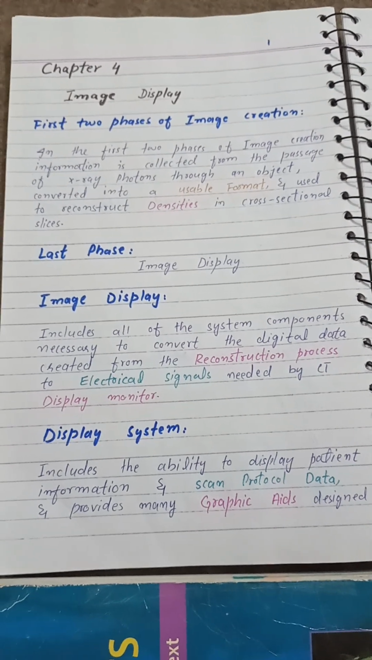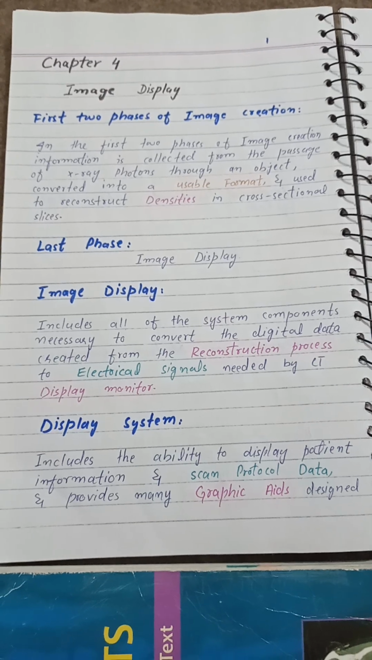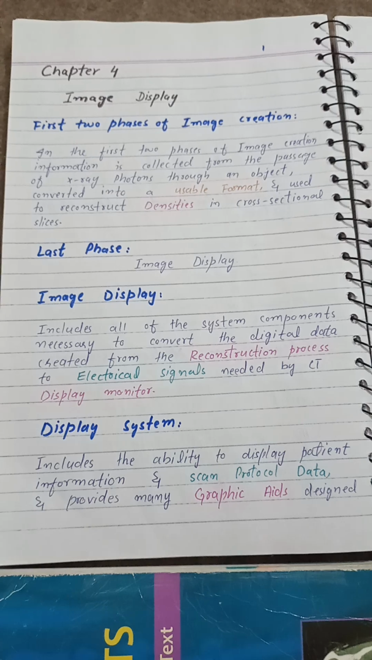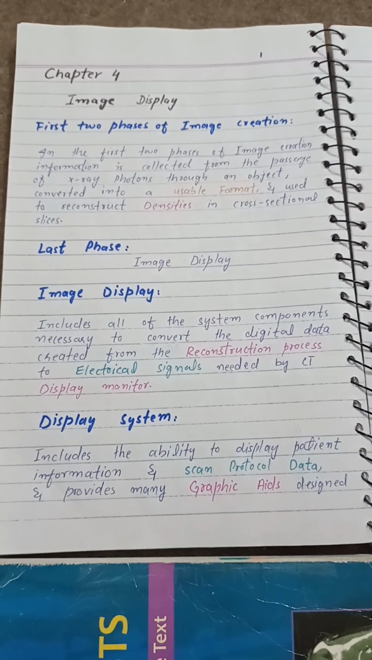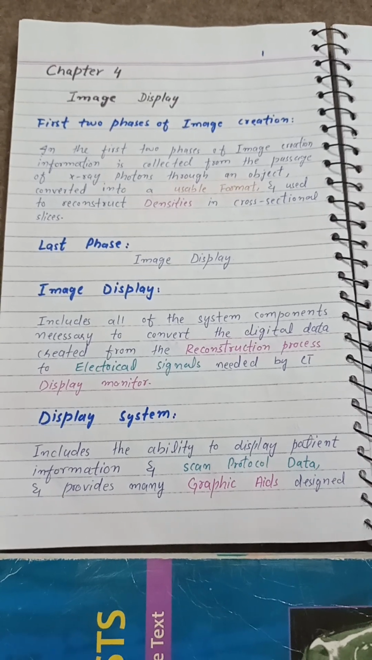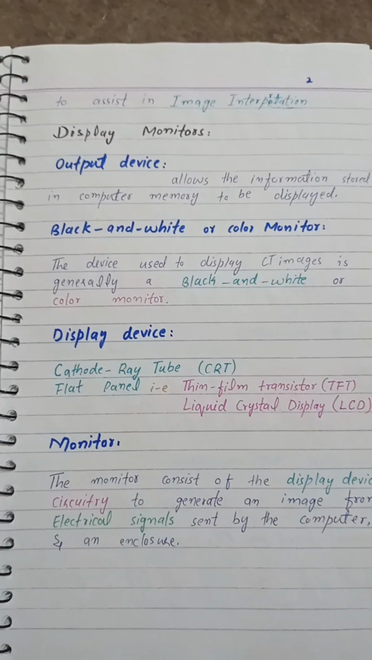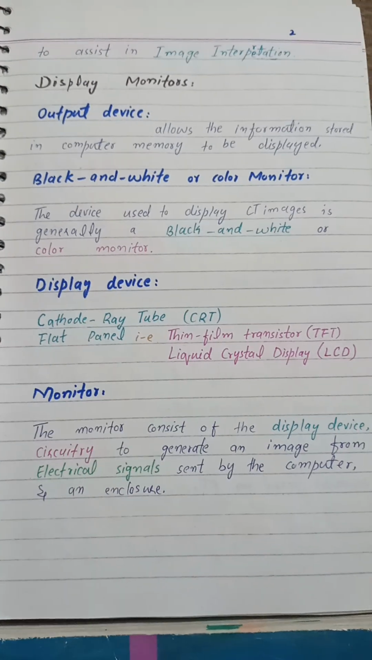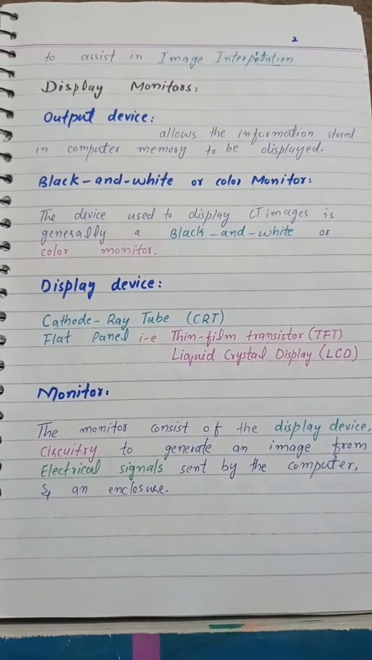Last phase, image display. Image display includes all of the system components necessary to convert the digital data created from the reconstruction process to the electrical signal needed by the CT display monitor. Display systems include the ability to display patient information and scan protocol data and provide many graphic aids designed to assist in image interpretation. The display monitor is an output device that allows the information stored in computer memory to be displayed.